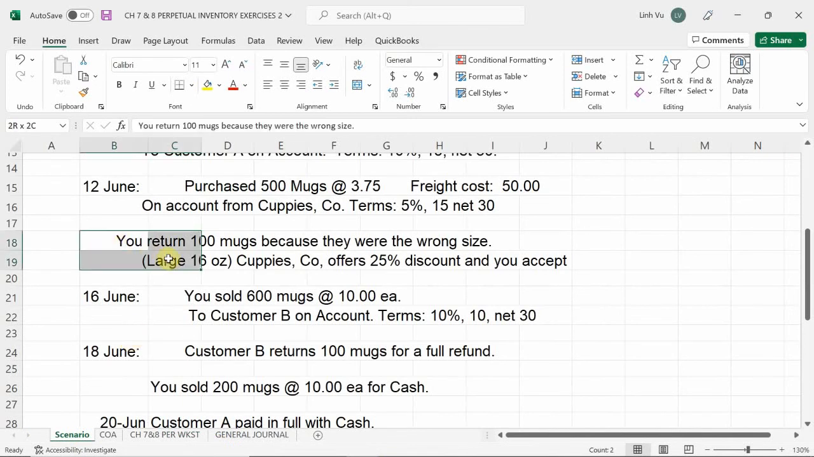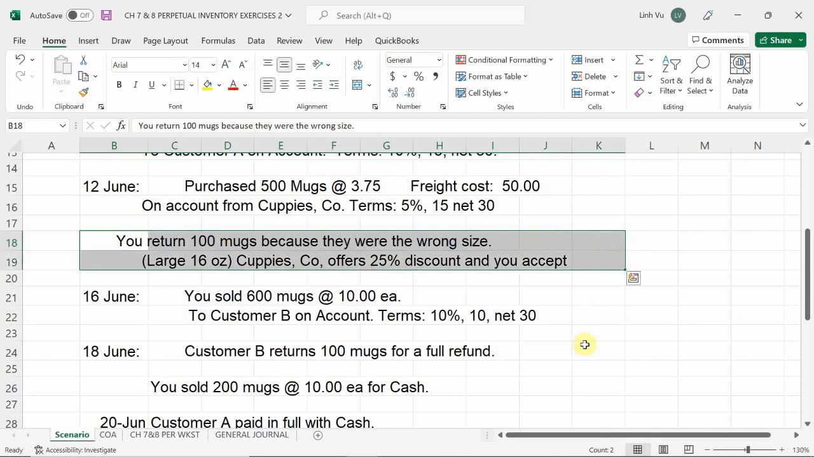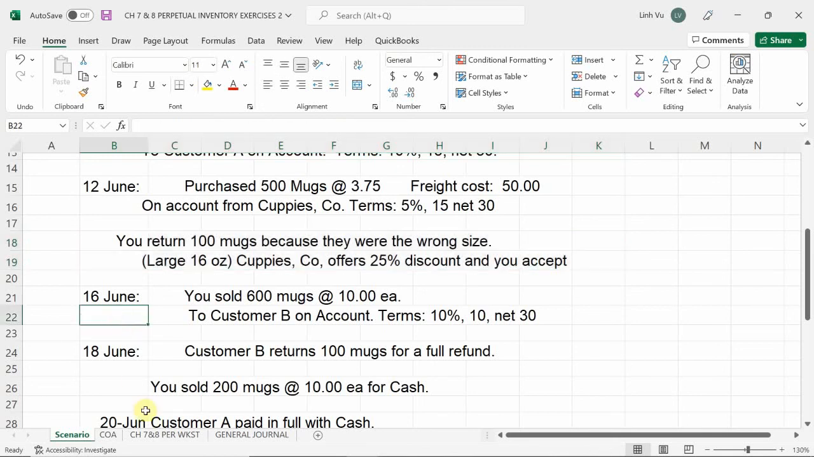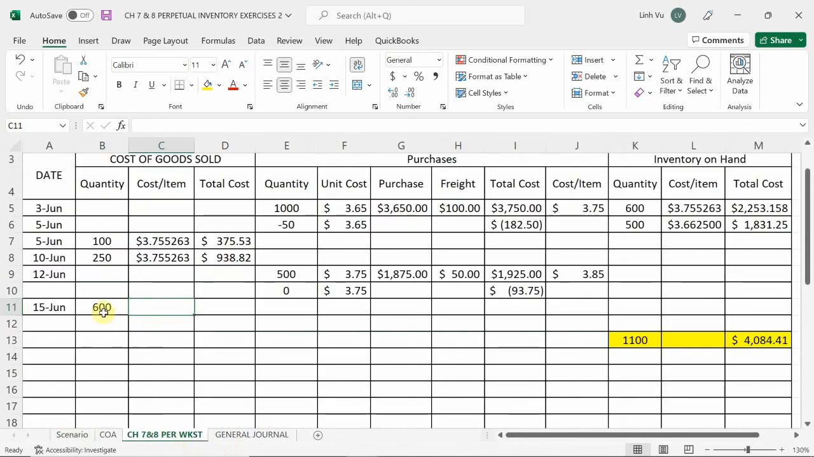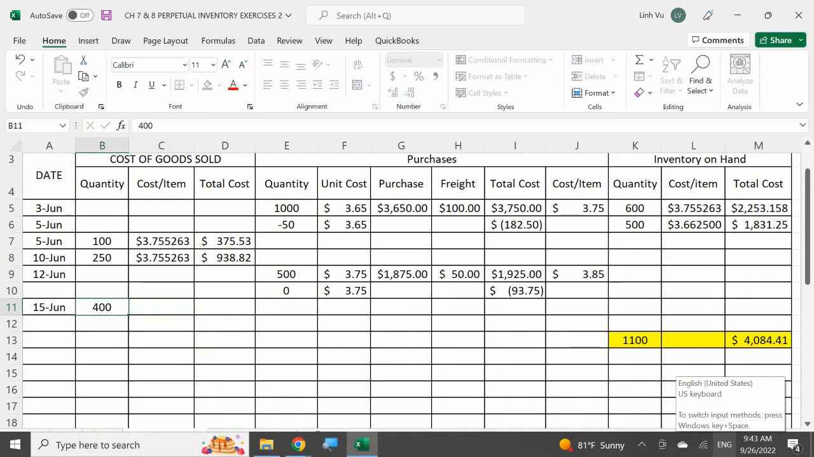What happened here specifically? Okay, you had 100 mugs that were returned for wrong size. But you got a discount on it. Exactly. So in this case, can I sell all 500 units? No, because 100 of them are the large coffee cups. So in this case, I have to make sure that I can only take 400 out.